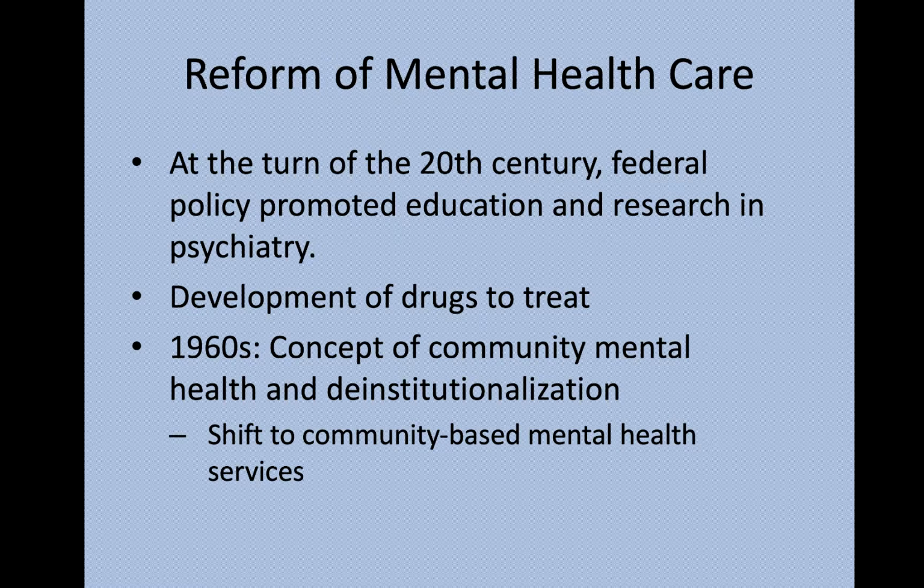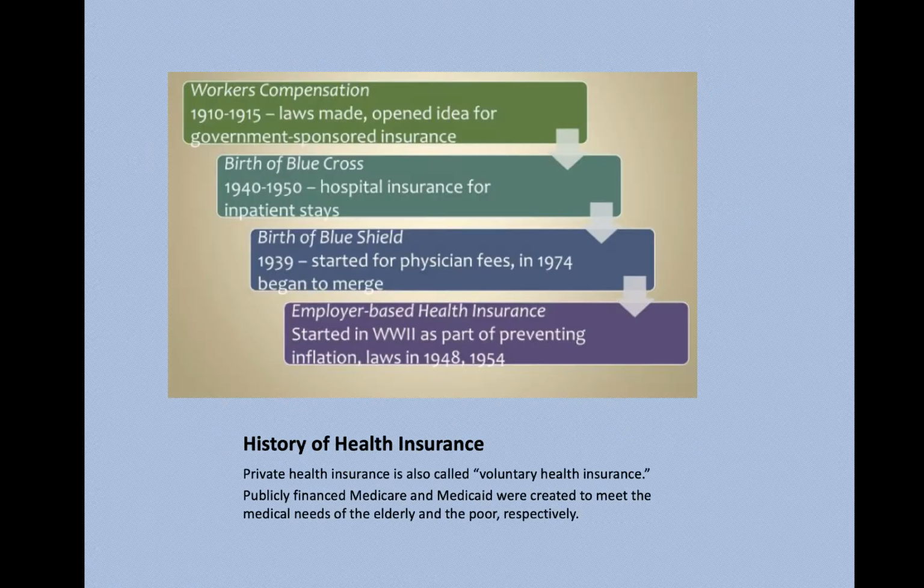So we also had the reform of mental health care, which is big. And at the turn of the century, we had federal policy promote education and research in psychiatry, which we needed. And we had the development of drugs to treat. This was a major game changer. So in the 1960s, the concept of community mental health clinics came about, and we started to deinstitutionalize the mental health hospitals, meaning we started to disband the mental health hospitals.